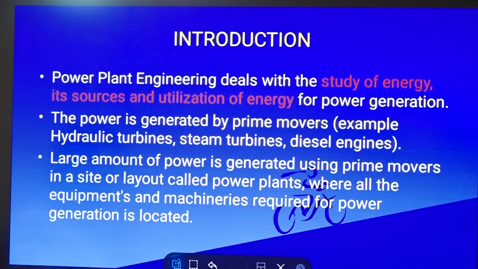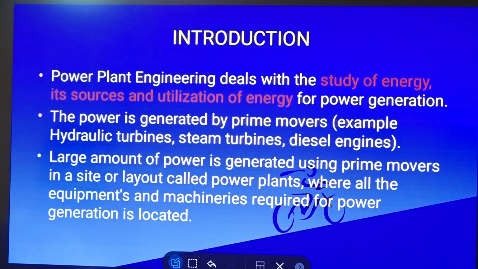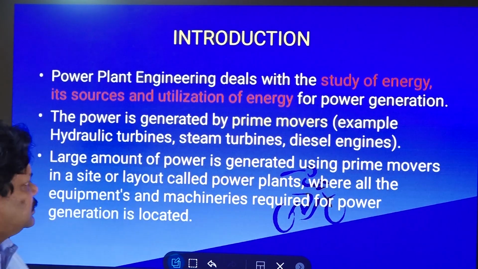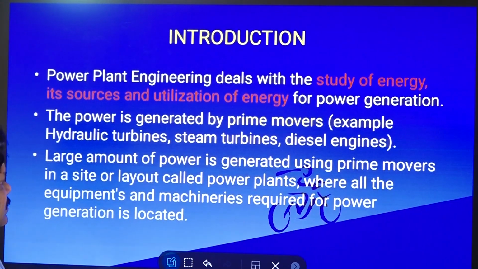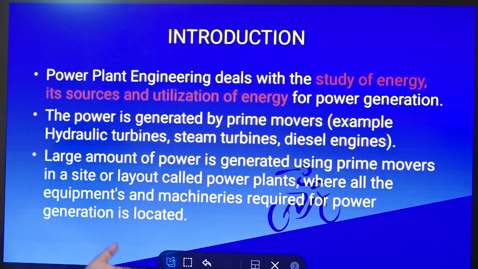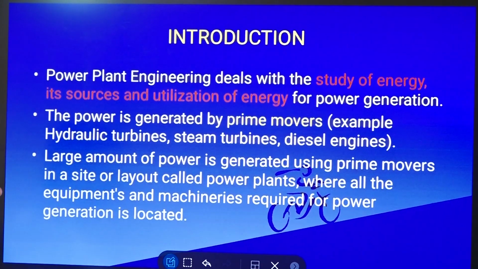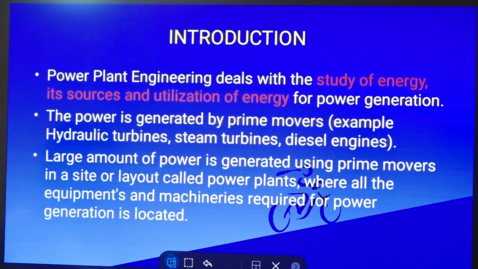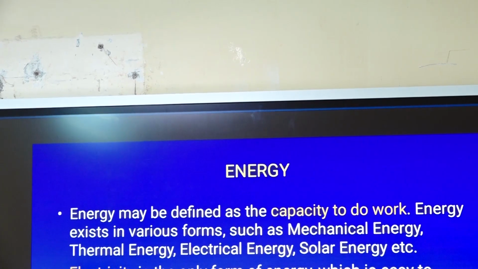Power engineering deals with the study of energy and its sources and the utilization of energy for power generation. Power is generated by prime movers, for example hydraulic turbines, steam turbines and diesel engines. A large amount of power is generated using these prime movers, in a site or layout called a power plant, where all the equipment and machinery required for power generation is located.